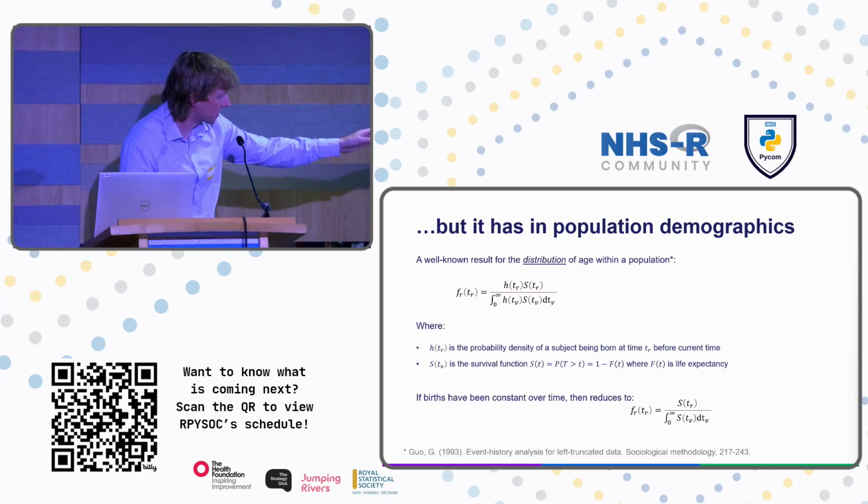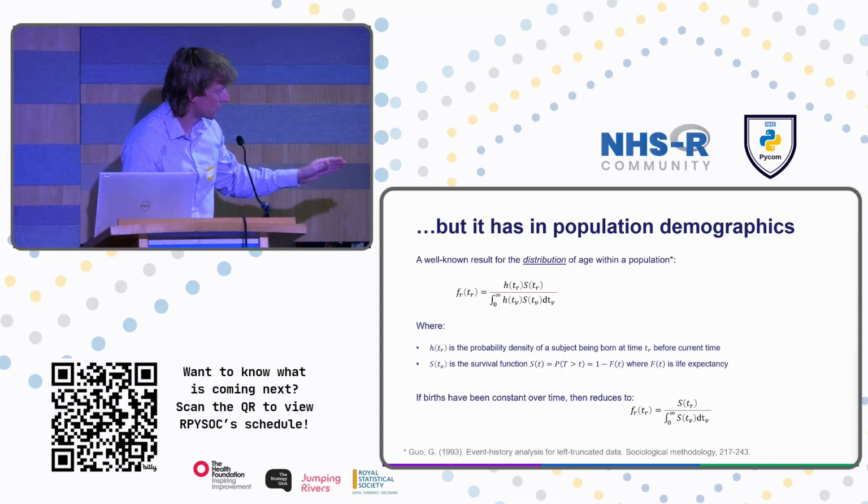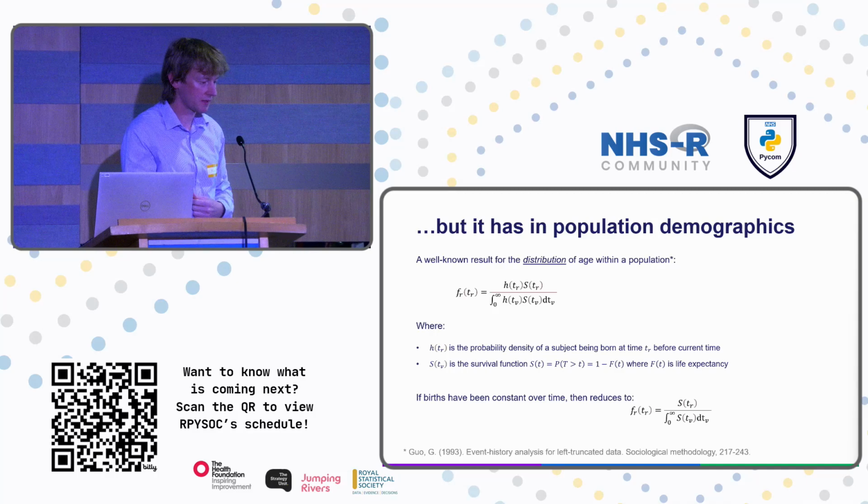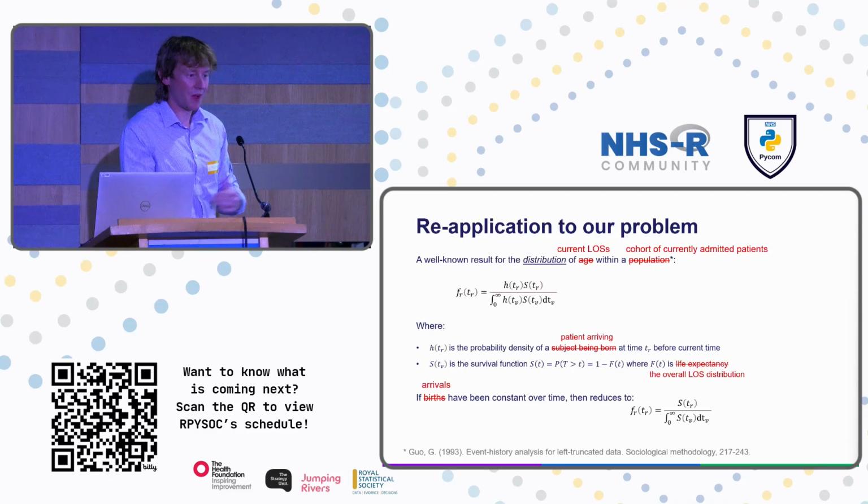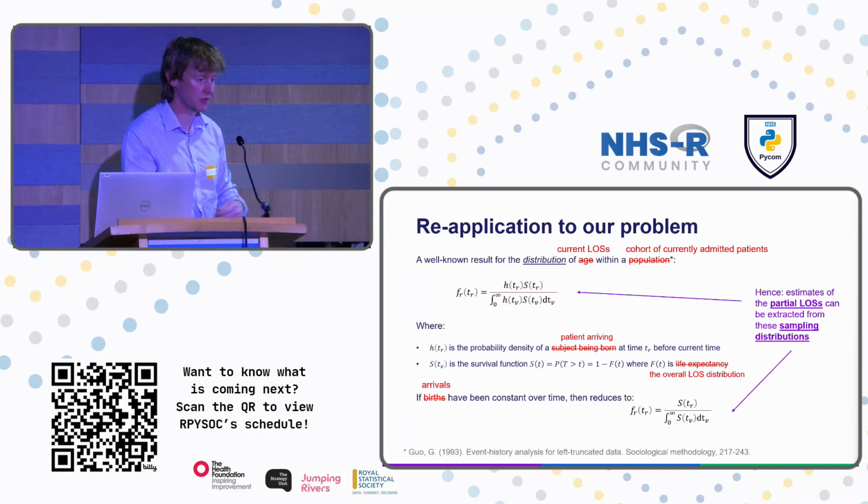And it reduces to just a function of the survival time over the integral of that. Now, we can apply this to our problem then in simulation. It's essentially a one-to-one mapping, really. So instead of thinking of age, we're talking about current length of stays, and we're talking about a cohort of currently admitted patients instead of the population. And we can use the same result.